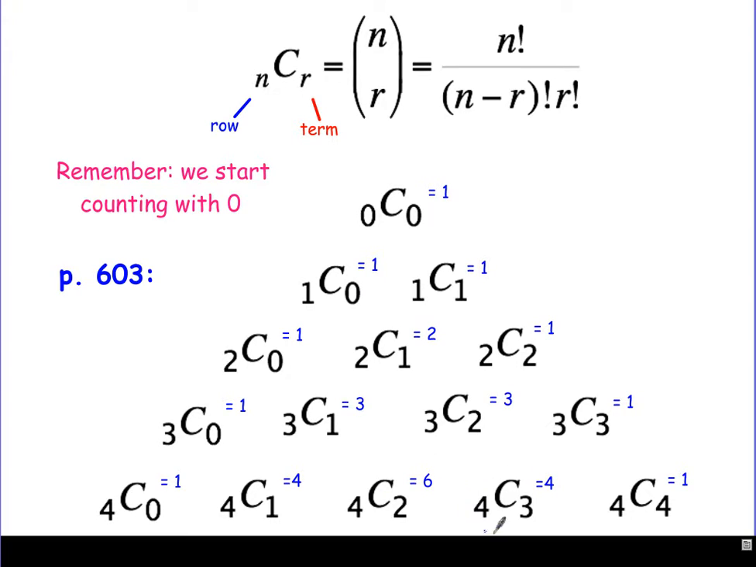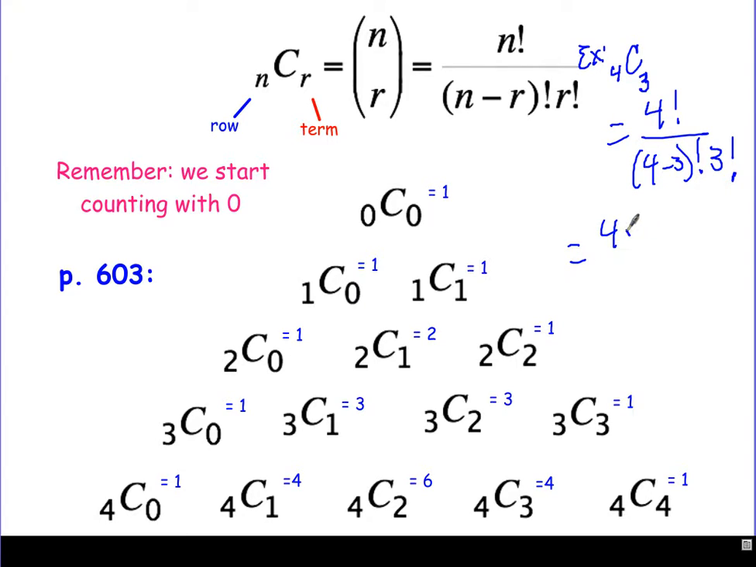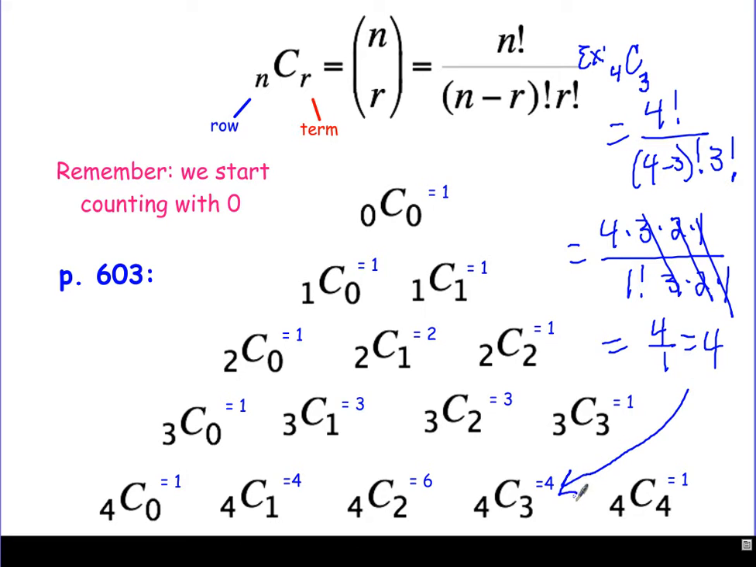And just to show you how this works, here's the fourth row, third term. If I follow my formula here, this is an example then: 4 choose 3. This is the same as 4 factorial over 4 minus 3 factorial times 3 factorial. And then this becomes 4 times 3 times 2 times 1 over 1 factorial times 3 times 2 times 1. Well, remember, we learned 1 factorial is the same as 1. These cancel out, and all you're left with is 4 over 1, which is equal to 4. And that's exactly what we were supposed to get.